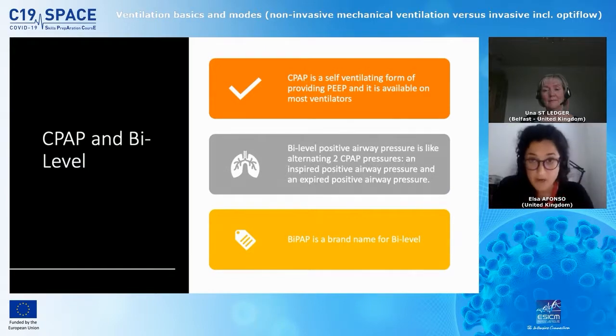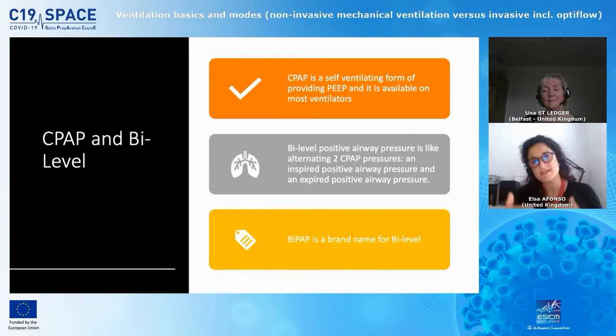Bilevel positive airway pressure is essentially like alternating two different CPAP pressures, an inspiratory positive airway pressure and an expiratory positive airway pressure. EPAP, the expiratory pressure, provides all the benefits of PEEP and CPAP, while the IPAP, the inspiratory pressure, increases the tidal volume. BiPAP is essentially the brand name for bilevel, but you'll see it being used in a lot of settings.